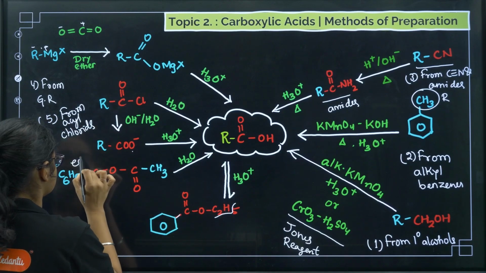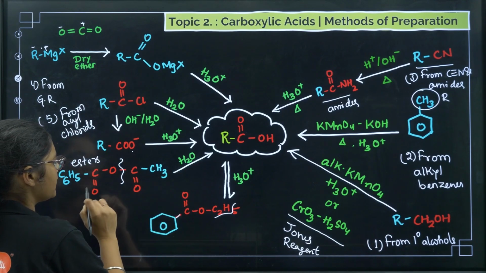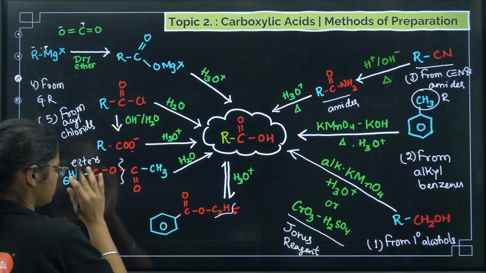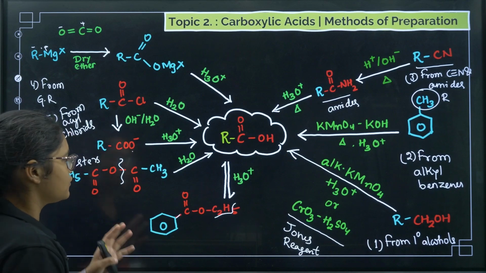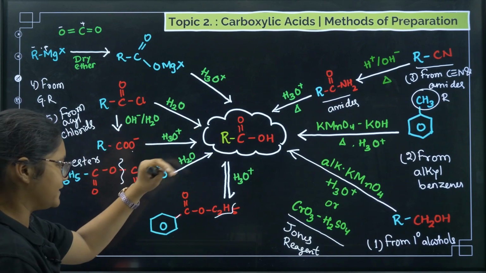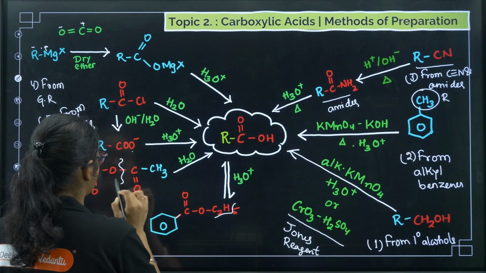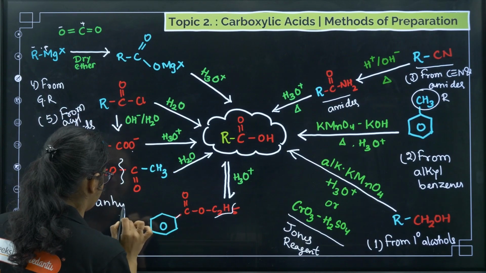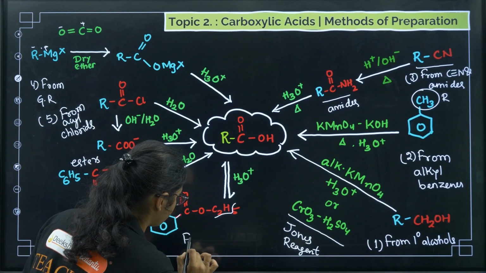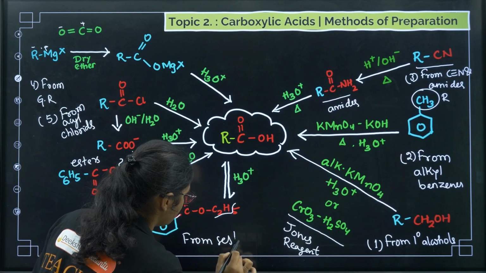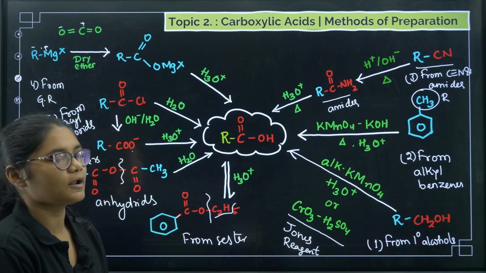And we have from esters. So esters, simply treat it with water. What will happen? This bond will break. You will get one acid this side, and this side you will get another. Okay, so this way we can prepare from esters. Okay. Now coming to another, this is anhydride, from anhydrides. Okay, from anhydrides we will get. Next, from esters also we can get. Okay, from esters, so this bond you can just break it and you will get again your carboxylic acid.